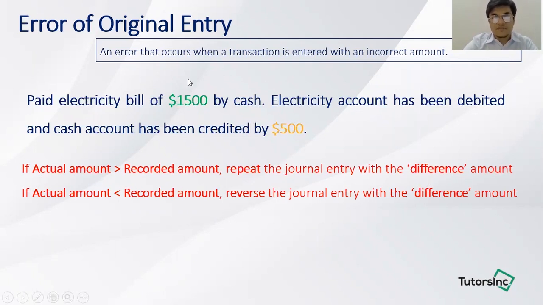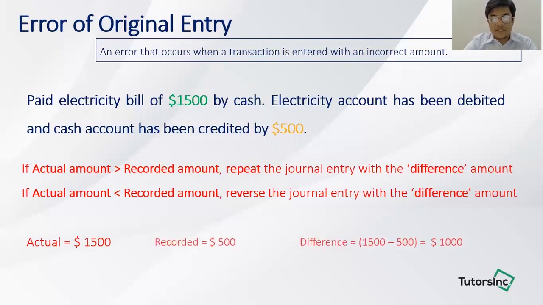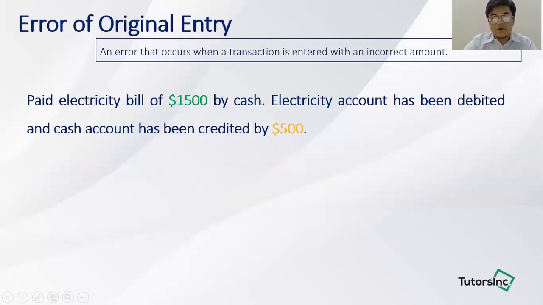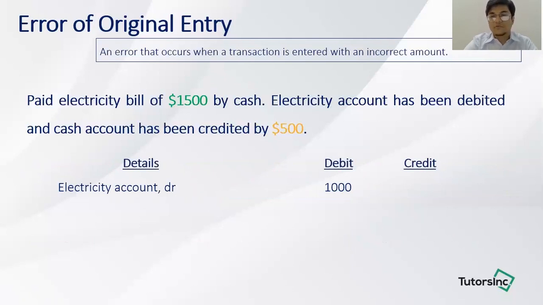Now the actual amount is $1,500. The recorded amount is $500. So the actual amount is actually greater than the recorded amount. We need to repeat this journal entry with the difference amount. Now what's the difference? Since the actual is $1,500 and recorded is $500, the difference is $1,000. So in order to correct it, we need to repeat this journal entry, which means we are going to debit electricity account by the difference amount, which is $1,000, and we are going to credit cash account by $1,000 as well.